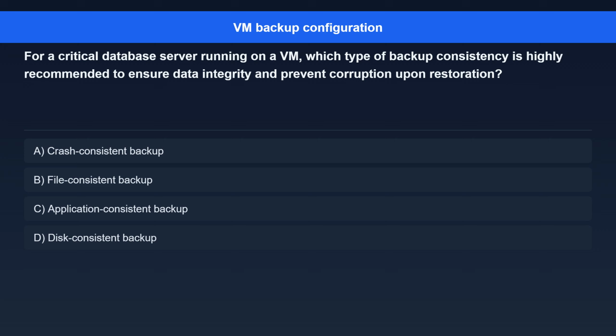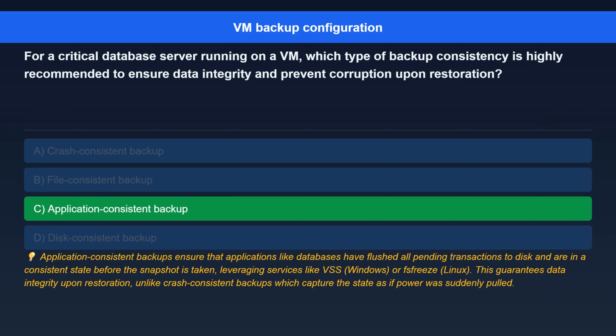Question 8. For a critical database server running on a VM, which type of backup consistency is highly recommended to ensure data integrity and prevent corruption upon restoration? Option A. Crash consistent backup. Option B. File consistent backup. Option C. Application consistent backup. Option D. Disk consistent backup. The correct answer is Application consistent backup.